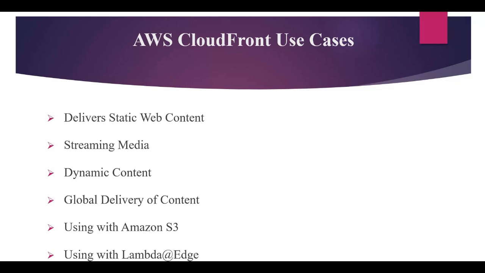With the help of Lambda Edge, dynamic content can be served to end users by using Amazon CloudFront. An example of such content is data generated by server-side applications. The next is global delivery of content. Amazon CloudFront will cache the content at edge locations within or near the users who are requesting the data across the globe, which will reduce the latency for end users.